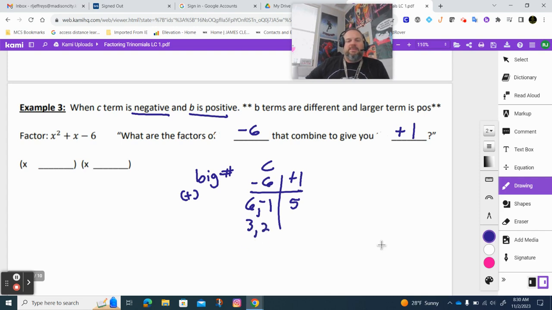So the big number is positive. What is 3 minus 2? 1. That's what we're looking for. So I'm going to put plus 3 here, minus 2 here. It doesn't matter where you put them, just as long as the right sign goes with it.